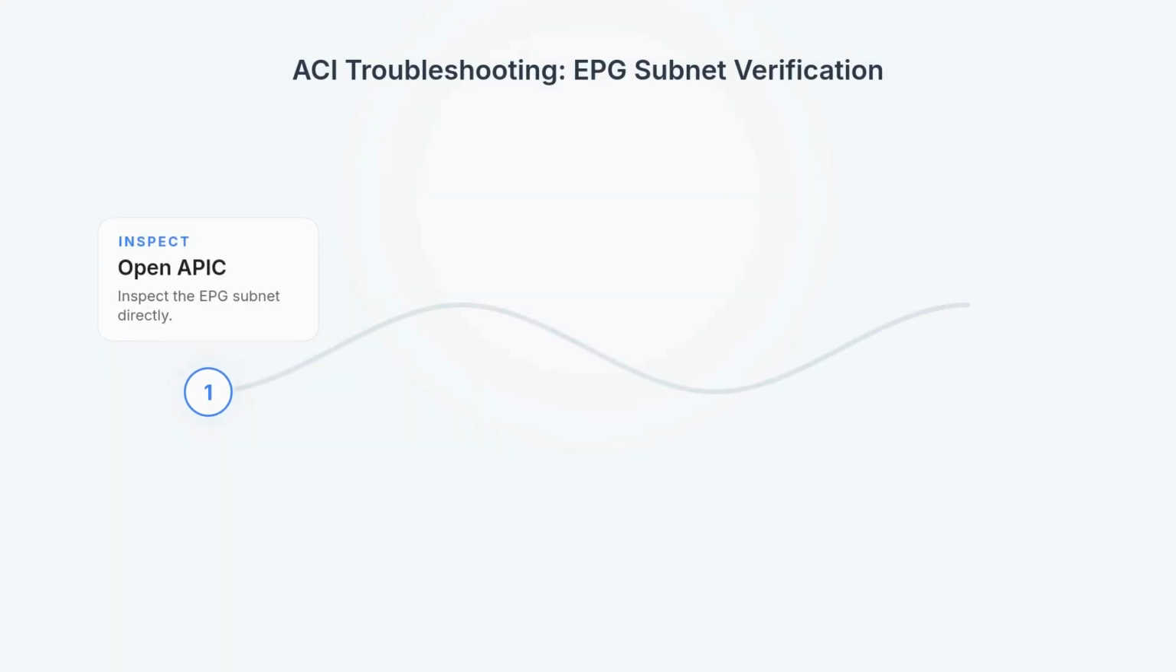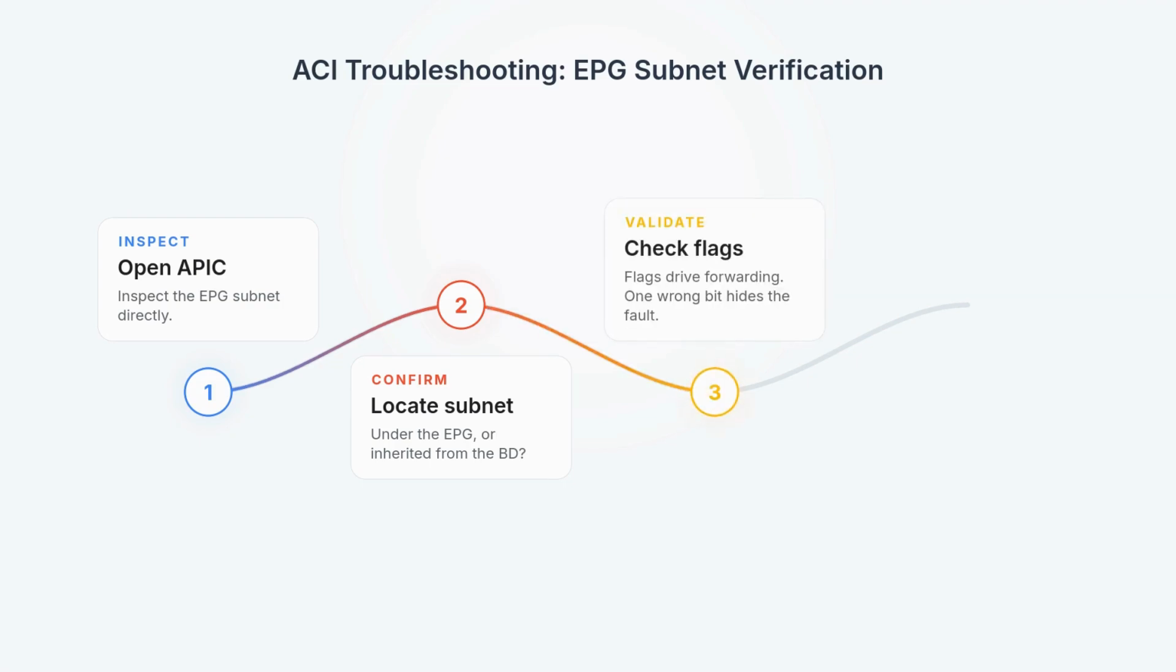Start in APIC and inspect the EPG subnet directly. Confirm the subnet exists where you expect it and confirm whether it is defined under the EPG or inherited from the bridge domain. Then check the flags one by one. In ACI, those flags drive forwarding behavior, so a single wrong setting can make the fabric behave exactly as configured and still look broken. Practical takeaway. Verify subnet location first, then validate flags before you assume the policy is wrong.